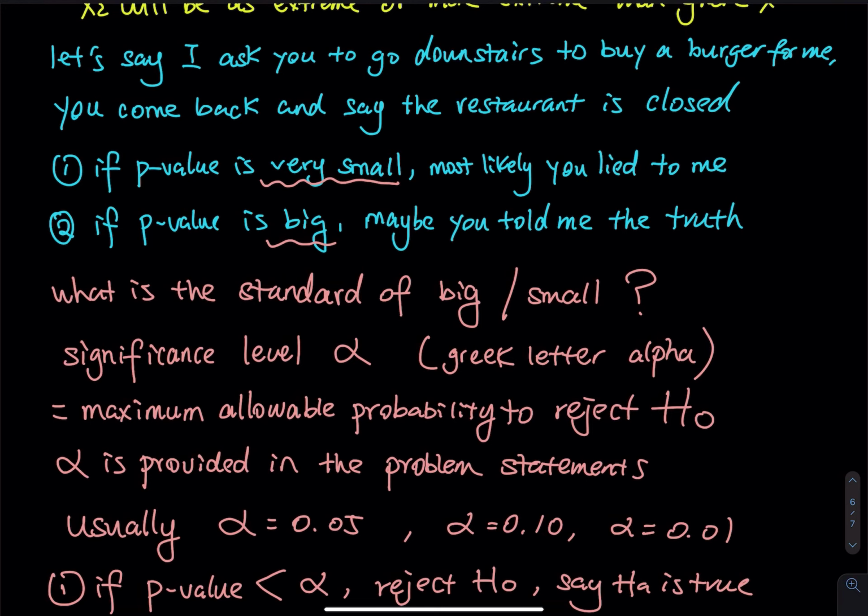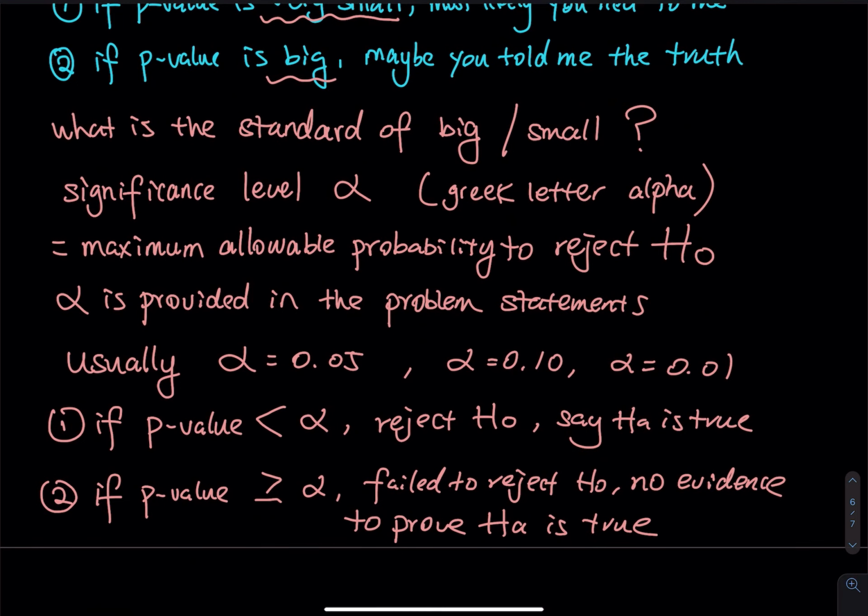So when we look at alpha and p-value, here is how we compare the alpha and the p-value. Two cases. If p-value is less than alpha, we reject H naught, then we say the alternative hypothesis is true. Again, if the p-value is less than alpha, then we reject H naught and say HA is true. If p-value is greater than or equal to alpha, then we fail to reject the null hypothesis, and then we say there is no evidence to prove HA is true.